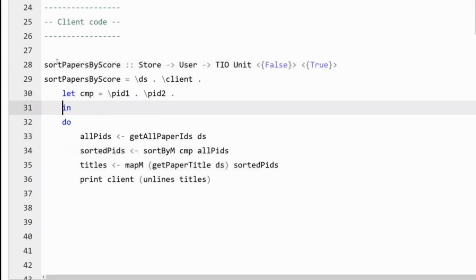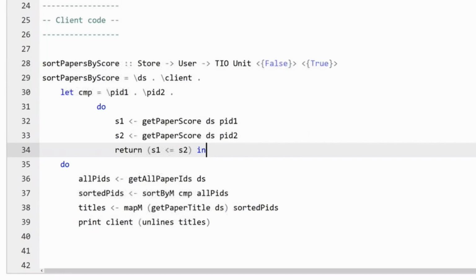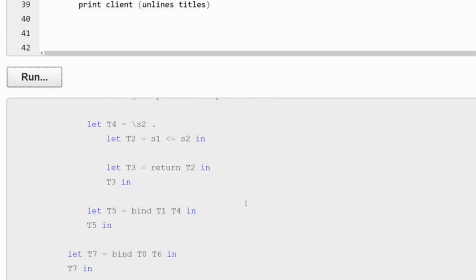I might not realize that the functionality I just implemented leaks information. After all, I'm only printing paper titles, which are public. Thankfully, Lifty is watching my back. If I ask to type check my program, it reports two policy violations for the two calls to getPaperScore. Lifty is complaining that they're not visible to client.